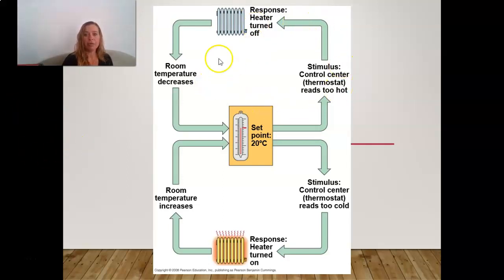In this case, the stimulus turns off the response. And in this case, the stimulus turns on the response. That's the difference between a positive and a negative feedback mechanism.